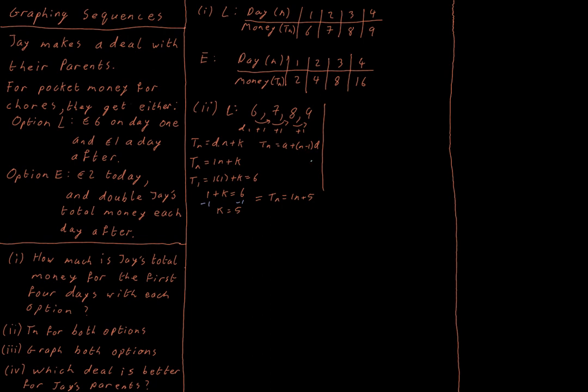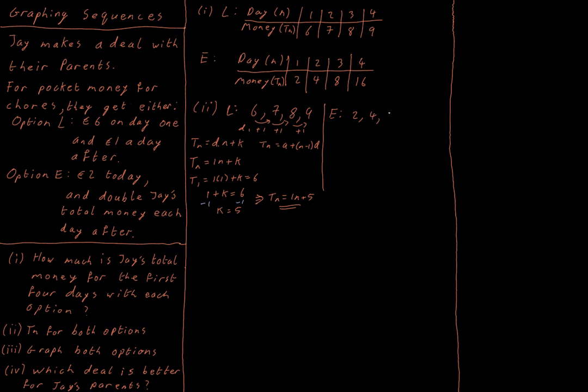And I would get the same thing using my formula here. I know that a is my first term and d is 1. If I sub that in, I would get the same formula here. That should be a therefore or implies. So that's my first formula. And now I need to look at my option E. So what does it look like for option E?